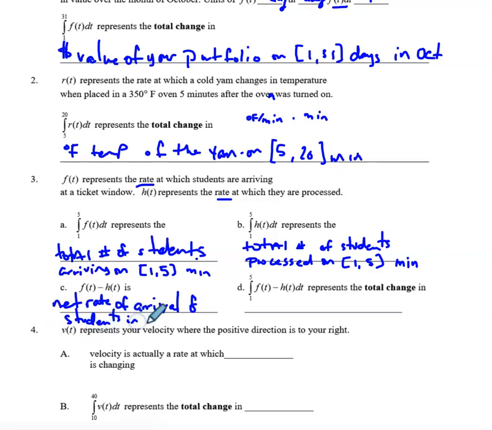But it's a net rate of arrival of students in, the units are going to be students per, and I've decided to use minutes here, so we're going to have students per minute. We could have used any unit of time since they didn't tell us what the unit of time was. So now if we integrate f of t minus h of t, we are basically taking this integral minus this integral. So we have the total number of students who arrived minus the total number of students who were processed. So this is the total change in the number of students in line. And again, it's on the interval from 1 to 5 minutes.